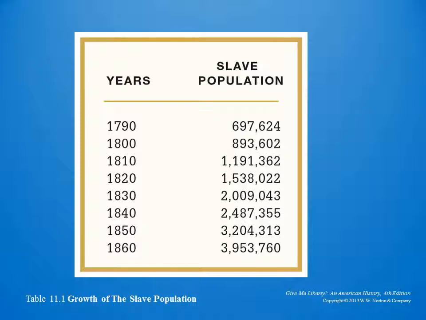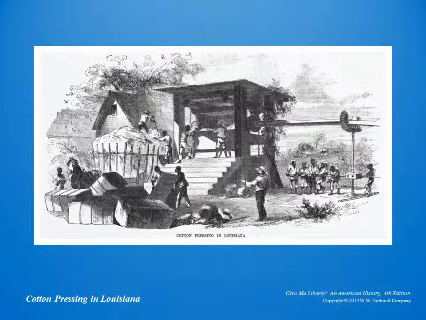You can see the slave population as it develops and grows in the United States. Here you see an engraving from just after the Civil War called Cotton Pressing in Louisiana. You can see the slaves working the cotton gin. Black laborers are bringing cotton to the machine, running it through the wheels and separating the cotton from the seed, and that's really what helped the slave industry and the cotton industry to expand.